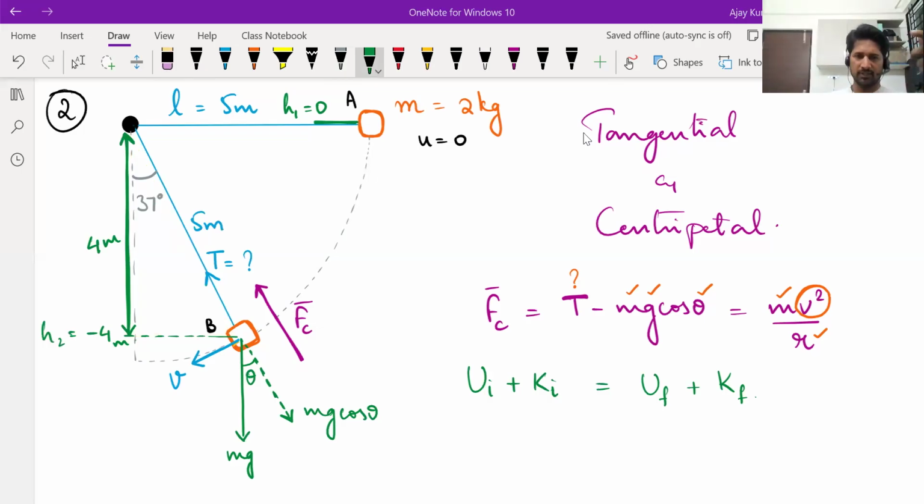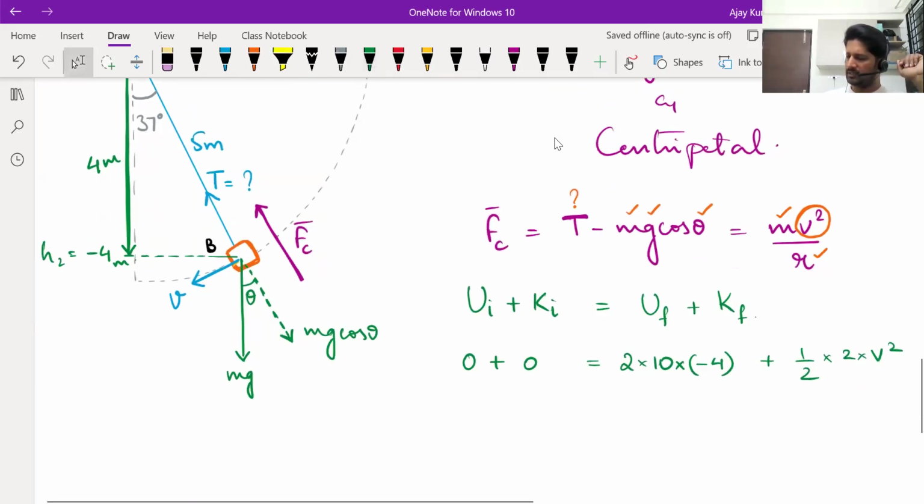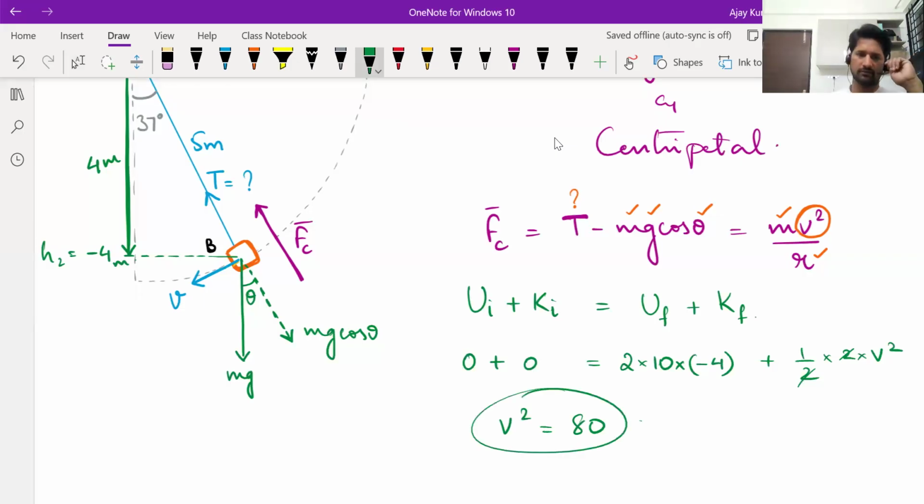So, since we assumed the initial height to be 0, initial potential energy will be 0. And the block was released from rest there, so initial kinetic energy is also 0. Finally, when it descends by a height of 4 meters, final potential energy becomes mg times minus 4, and kinetic energy is half m, mass is 2 kg, v square. That's all. 20 times 4 is 80. These twos will get cancelled. So we get v square is equal to 80. And you don't have to calculate the exact v value. v square is sufficient for us.